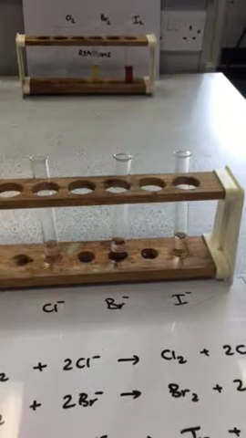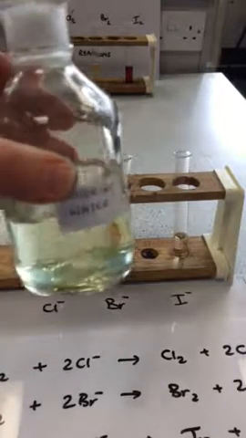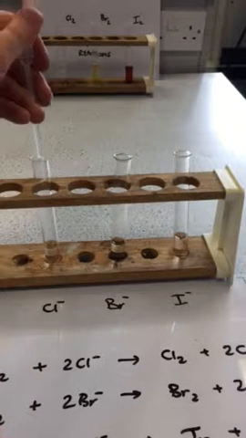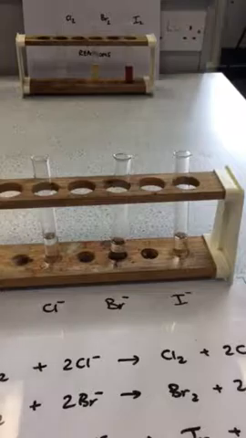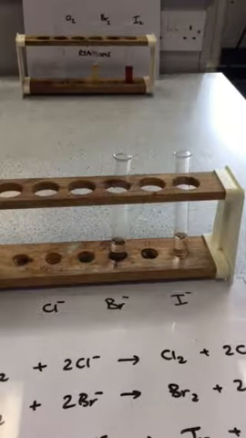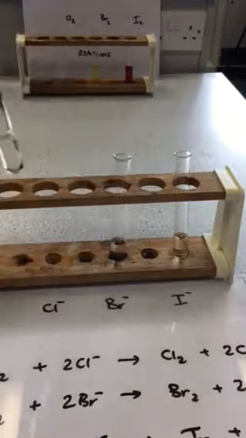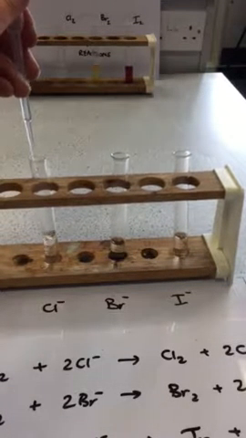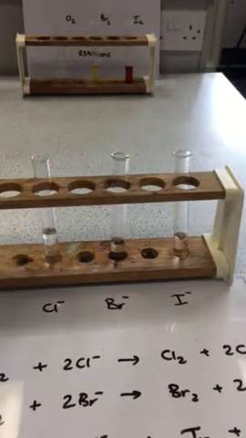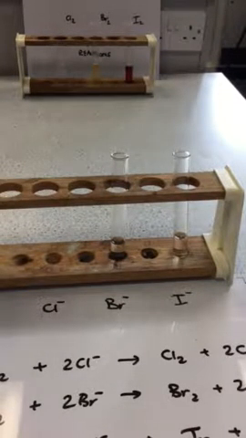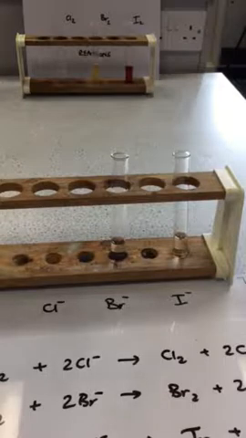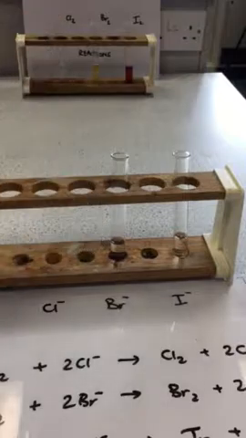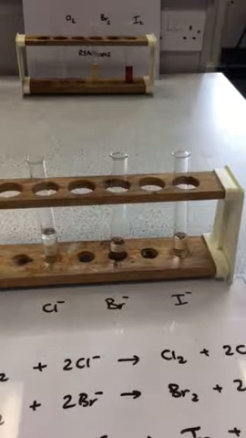So, here's the first reaction. So, I've got my chlorine water. When we add it to our chloride, there is no visible change, as expected. I'll put on some cyclohexane. Again, it's all very dilute and it's very difficult to see any colour there at all.